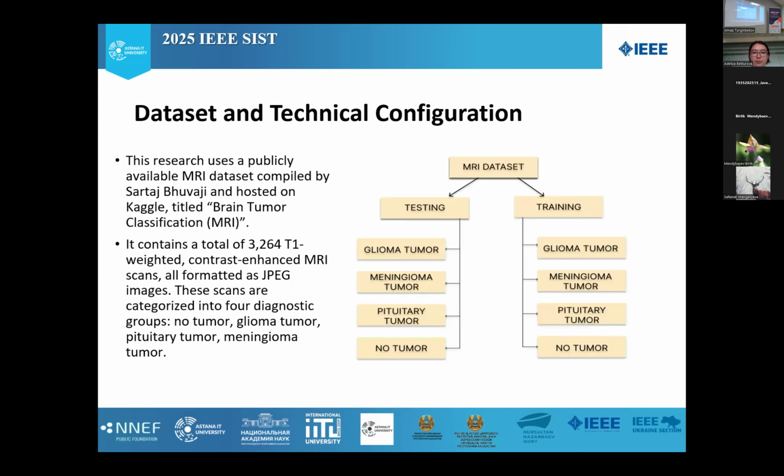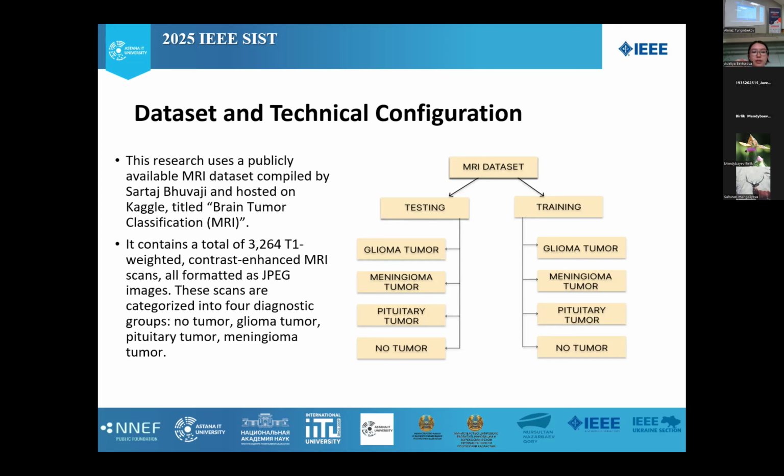So for our analysis, we used a publicly available dataset compiled on Kaggle titled Brain Tumor Classification MRI. The dataset comprises more than 3,000 MRI scans organized into 4 diagnostic categories: with brain tumor and with no tumor.